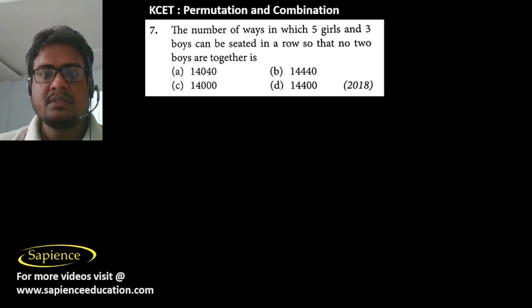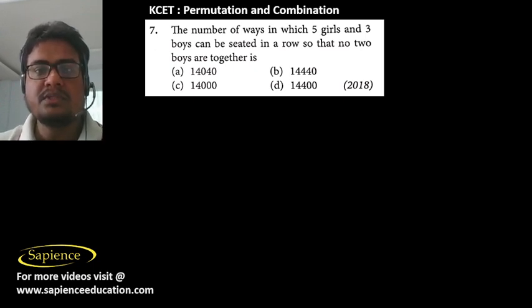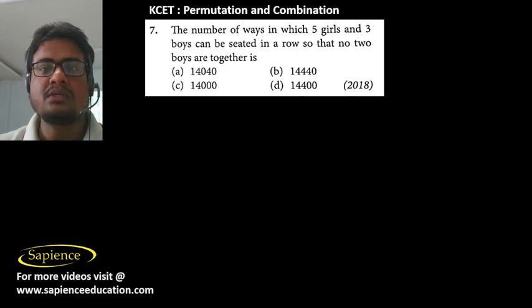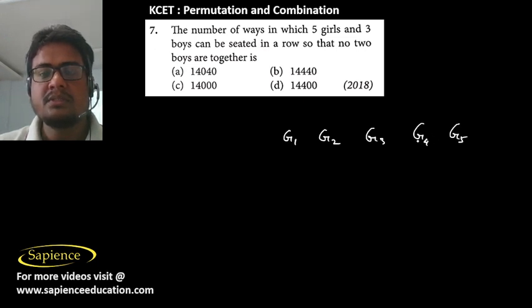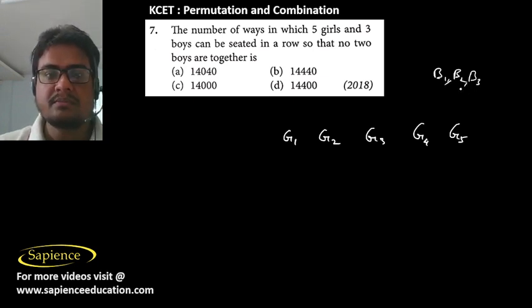Then the number of ways in which 5 girls and 3 boys can be seated in a row so that no 2 boys are together. So there are 5 girls. Here the first girl, the second girl, the third girl, the fourth girl and the fifth girl should be seated. Now 3 boys are there. Let's say they are numbered as B1, B2 and B3.